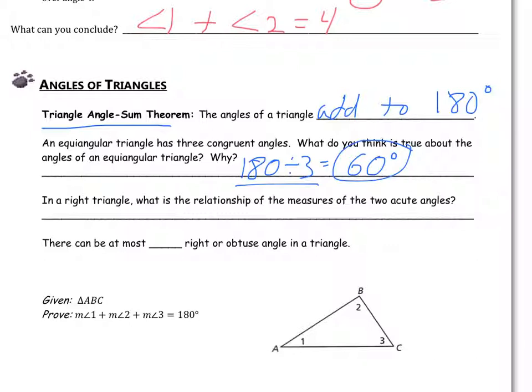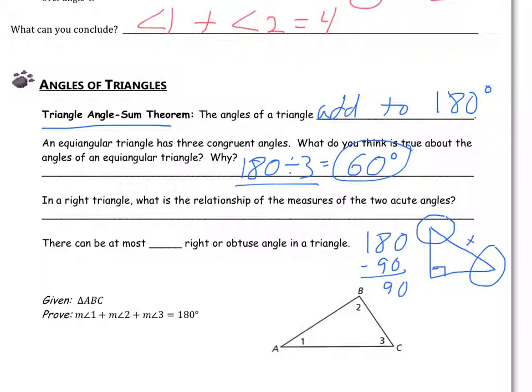In a right triangle, what is the relationship of the measures of the two acute angles? So we've got a right triangle. Well, it's 90. What's the relationship of these two angles? Well, if a triangle is 180 degrees and we take away the right angle, which is 90, we're left with 90 degrees. That means those two angles should add up to 90, which means they are complementary.